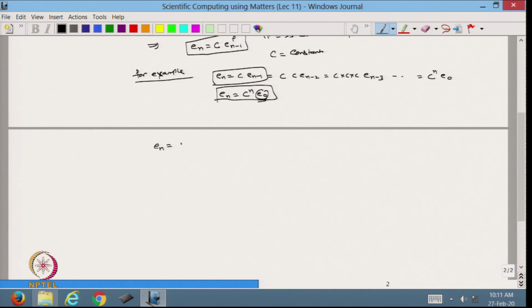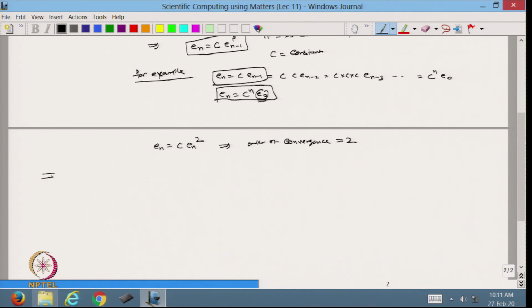In some cases we get En is equal to some c times En squared. In that case I will say this method is quadratic and the order of convergence is 2. The higher the order of convergence, the faster the method will be. So that is called the order of convergence.